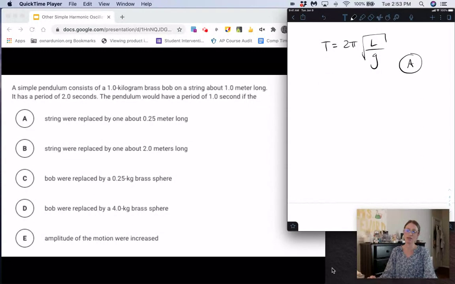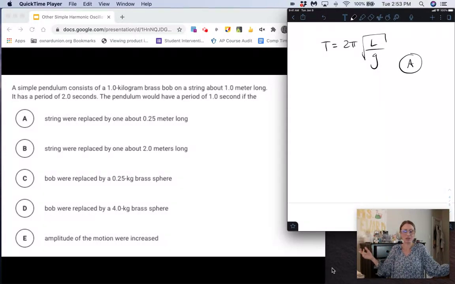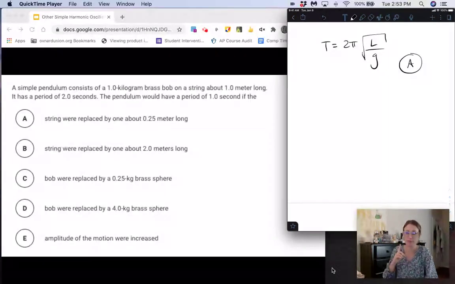The first thing we have to do if we're going to prove answer A is see if our g is for the Earth, because it doesn't say that we're on the Earth. We can't really assume that we are on the Earth. We could be on some other planet testing the period of the pendulum and what affects it. So let's find g first. We have a simple pendulum consisting of a 1 kilogram brass bob on a string about 1 meter long with a period of 2 seconds.